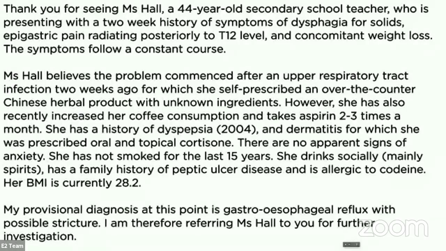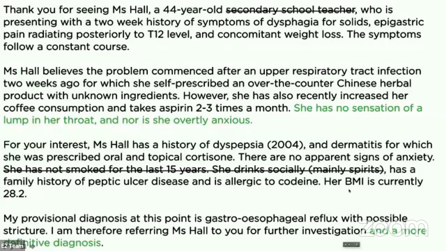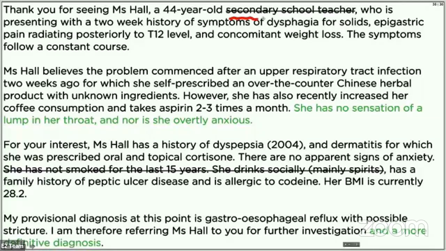Okay. If you look closely, if you read this, you'll notice that there's some wonky things going on. Let's have a look at it. Specifically, I've put in an irrelevant case note here, secondary school teacher. That's probably not relevant for the gastroenterologist. What about this? She has not smoked for the last 15 years. This is irrelevant. Why does the gastroenterologist need to know that she hasn't smoked for 15 years? If she has been smoking for 15 years, that would be relevant. What about she drinks socially, mainly spirits? Probably not relevant unless it said something about she drinks excessively, or she's an alcoholic, or something that is quite remarkable. That was unremarkable.